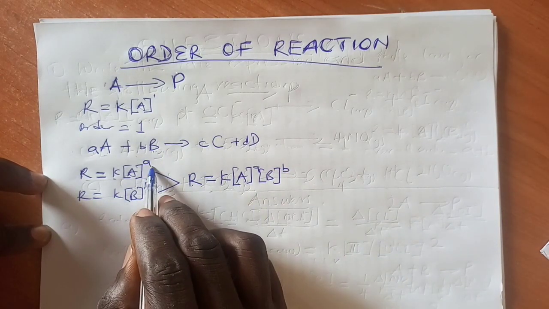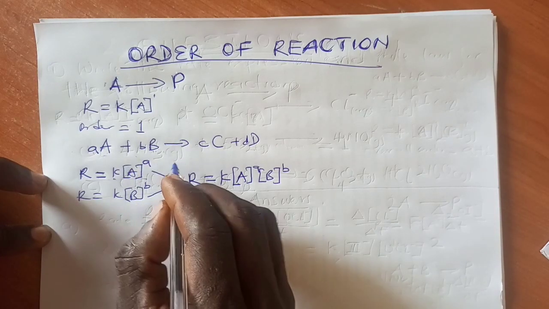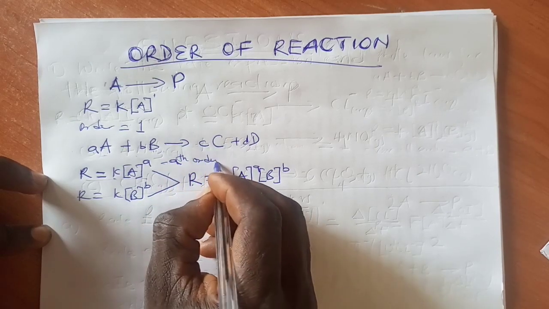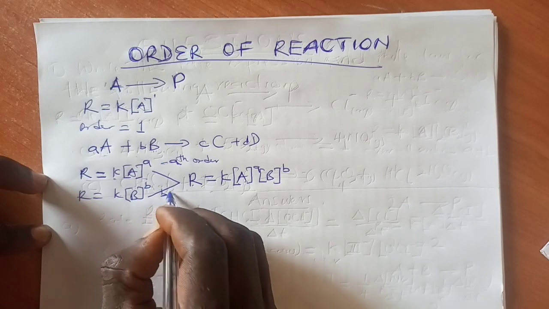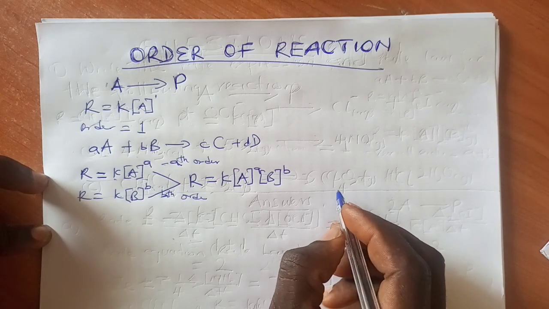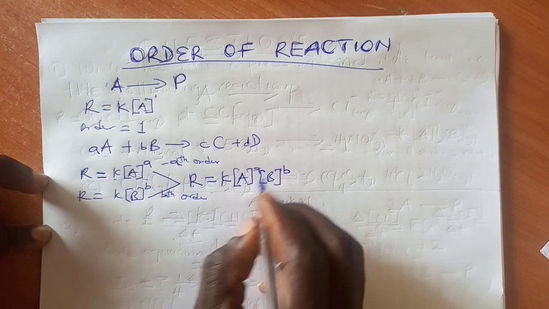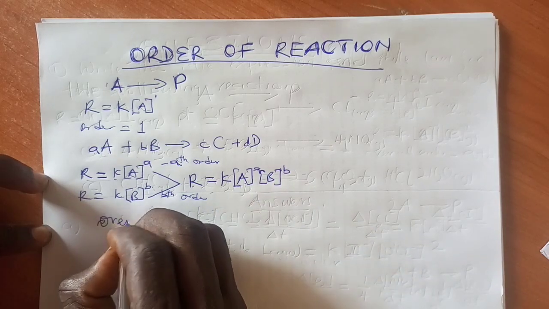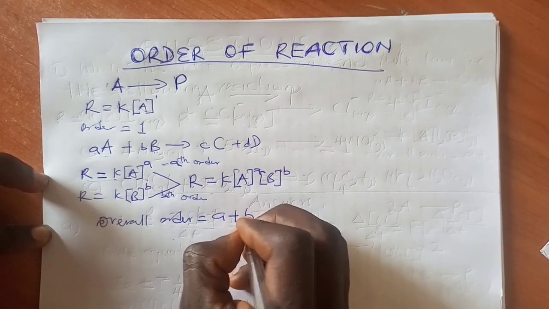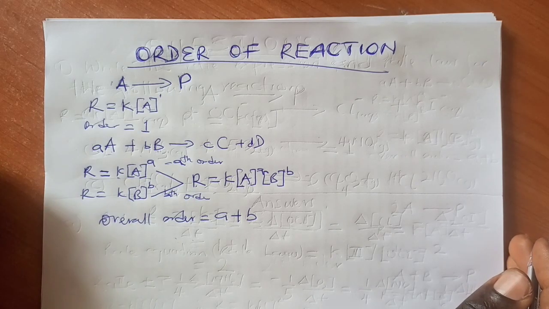So with respect to A, it is ath order reaction. With respect to B, it is bth order of reaction. b can be any value. The overall order is the sum total, so the overall order will be equal to a plus b. I hope you understand that. So that is how you determine the order of reaction.